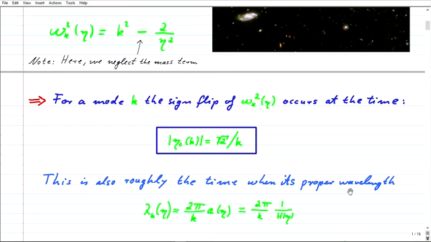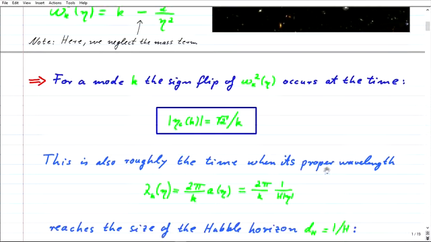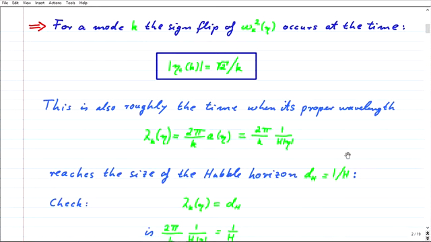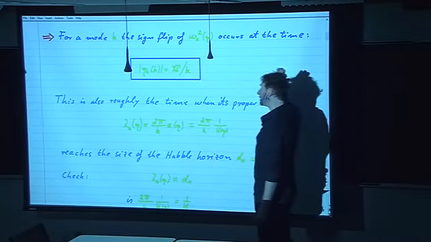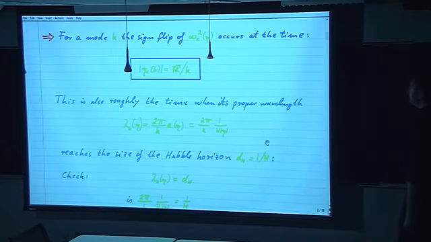Clearly, the sign flip happens when k squared is equal to 2 over eta squared. In other words, the sign flip happens when the critical time eta c is reached, depending on the mode in question, and that critical time is square root of 2 over k. Just by looking at the equation of motion, we can read off that that's the critical time when the potential flips. This is actually also roughly the time when the proper wavelength corresponding to the co-moving momentum k starts to exceed the size of the Hubble horizon.